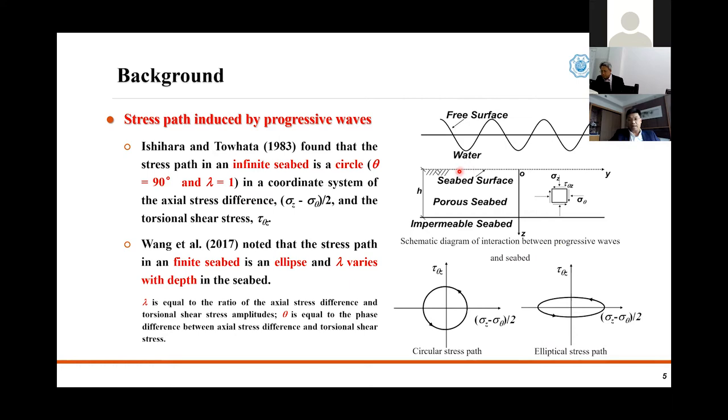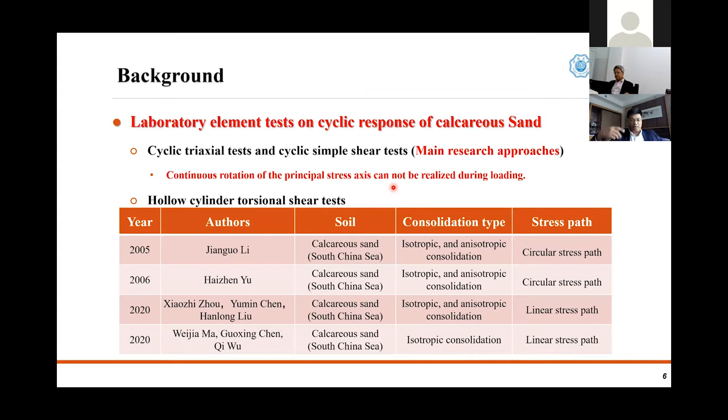Now, the progressive wave is one of the important wave loadings on the seabed in the sea. Here are the seabed surface and the free surface of the ocean, and the wave will induce a complicated stress path in the seabed. So, firstly, we did theoretical calculations to obtain different stress paths under different conditions, and then did laboratory element tests on the cyclic response. And we also use some GDS.